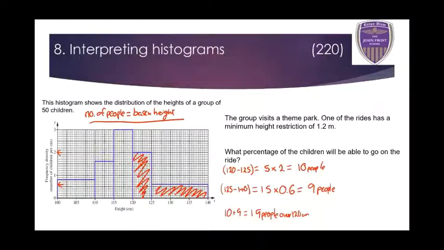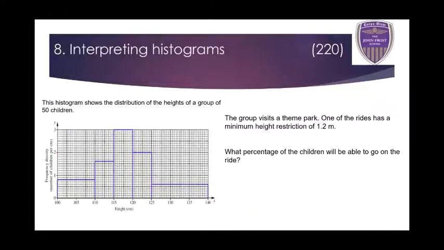So to find a percentage, it's just this 19 divided by the total number of children, which is 50. 19 divided by 50, get your calculators out, unless you know this off the top of your head, and you should get 0.38, which as a percentage is 38%. 38% can go on the ride. Okay, let's have a look at the next question now.